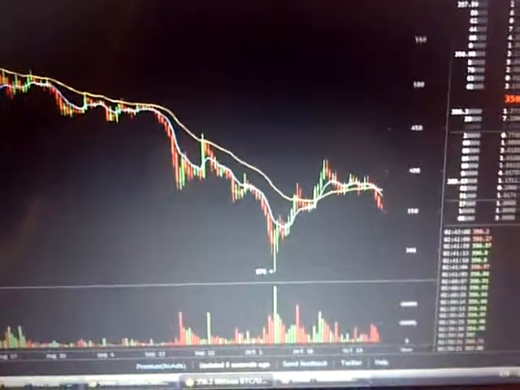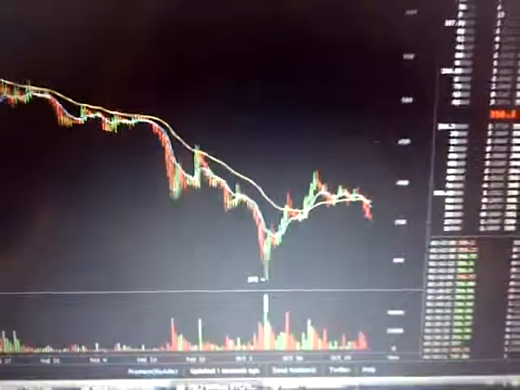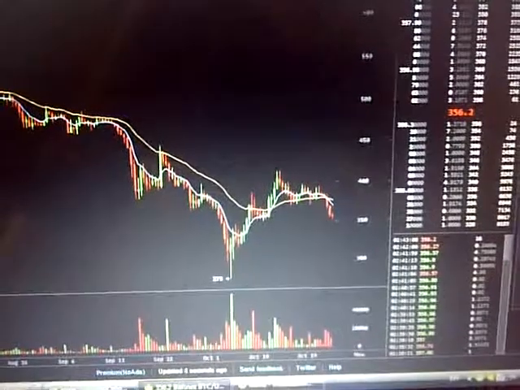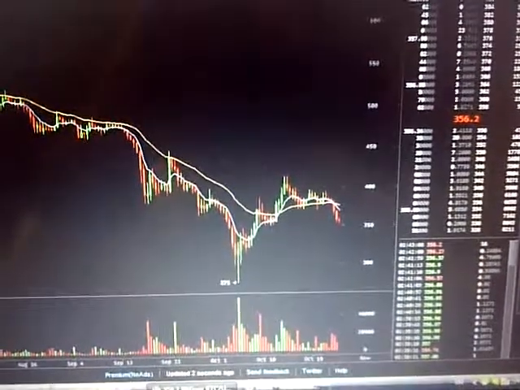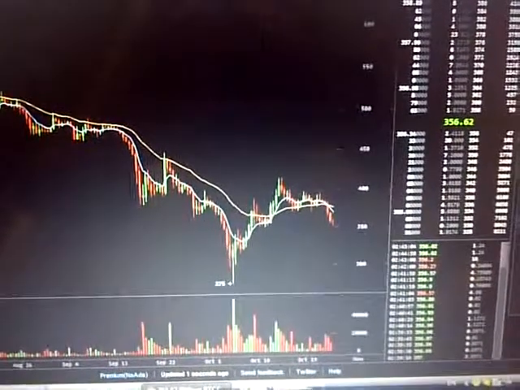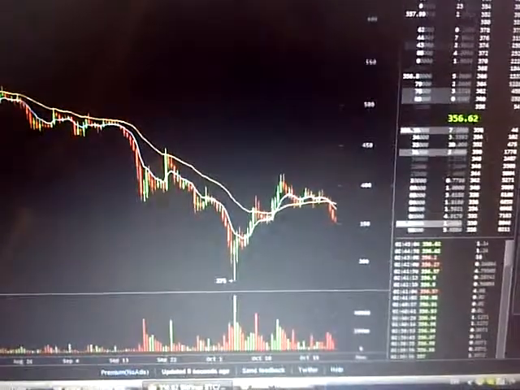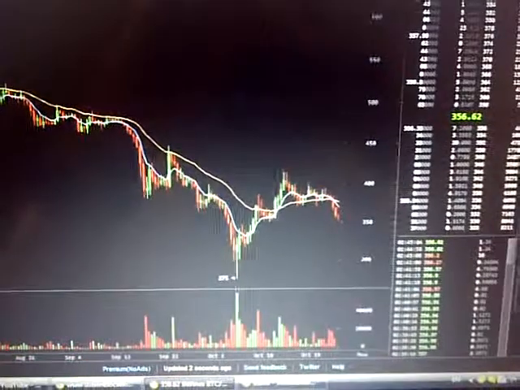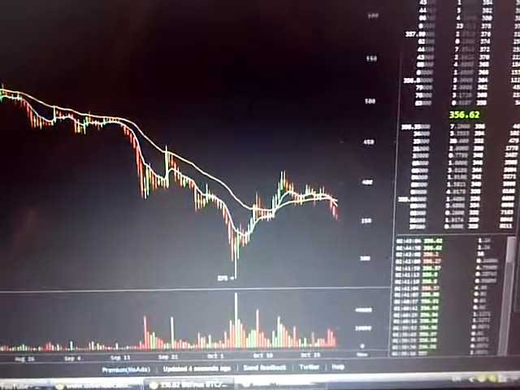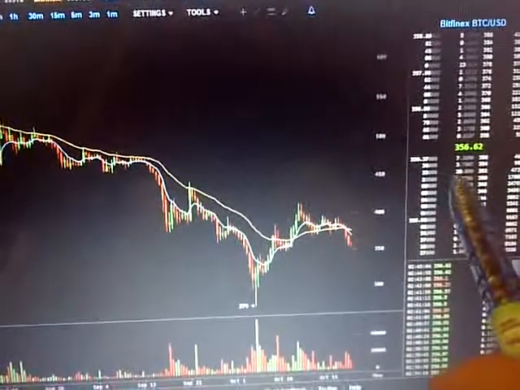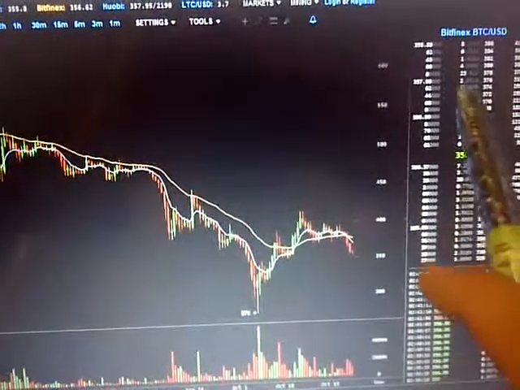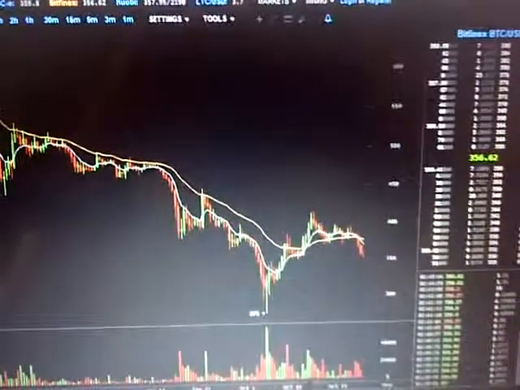I'm not drawing too many lines anymore because you all should be able to do that by now. If you haven't figured that out, you can definitely go back to my previous episodes and watch those. So I don't draw lines here. I'm just looking at the average on a 12-hour. So this is a 12-hour, if you see here, on Bitfinex. So that's the current price.